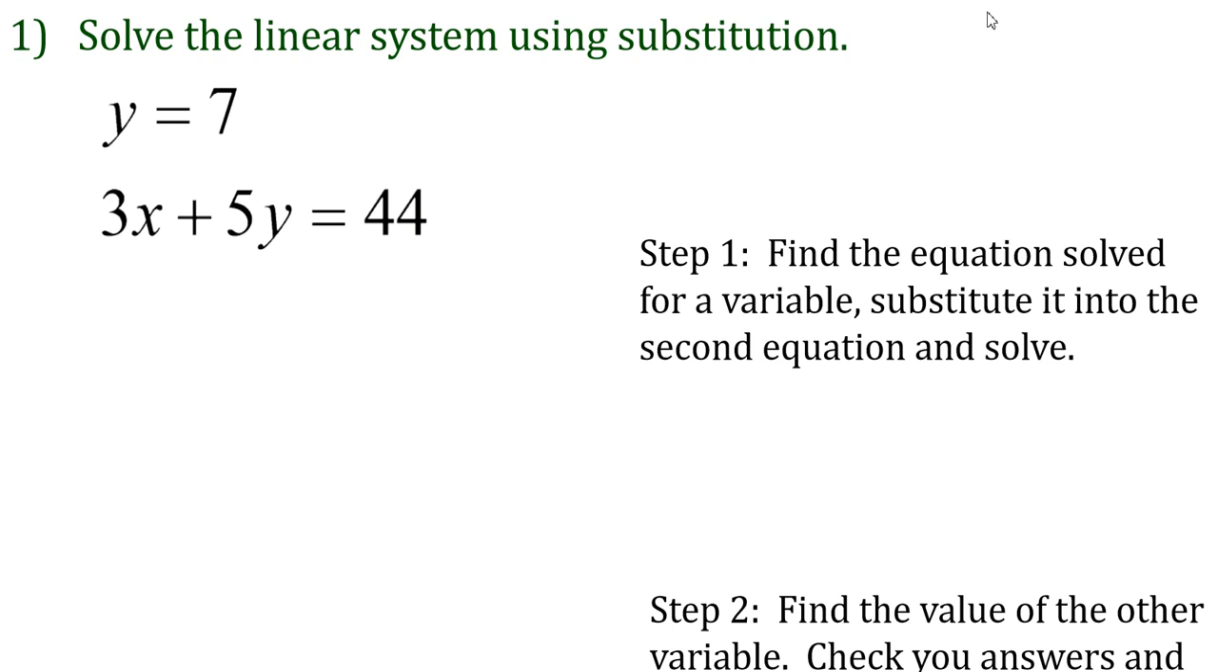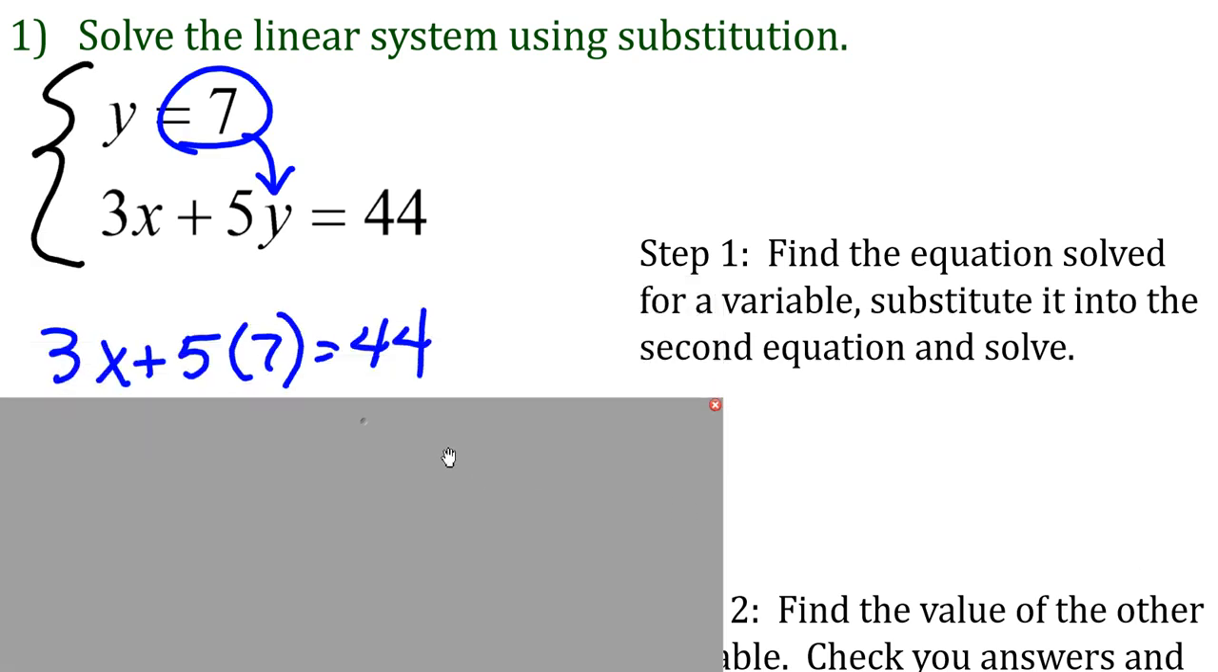So remember, a system of equations means you have two or more equations with your variables. Our first equation here is y equals 7. And our second equation is 3x plus 5y equals 44. So when we're talking about using substitution, we have an equation where the variable is solved for. For us, we have the y equals. And we can take what y is equal to and substitute it into the second equation. So if we know that y is 7, that means in our second equation, 3x plus 5y equals 44, we could put 7 in place of y.